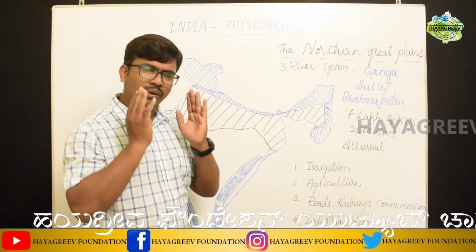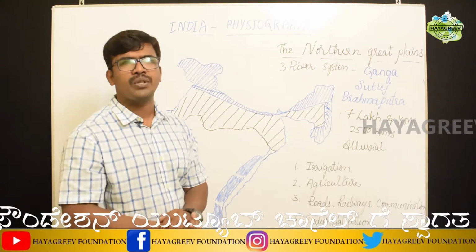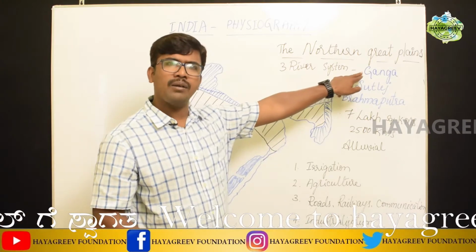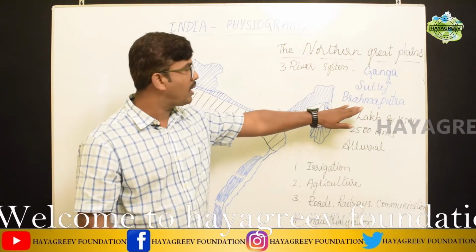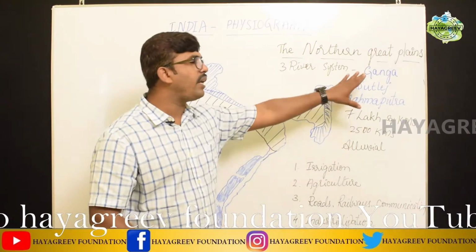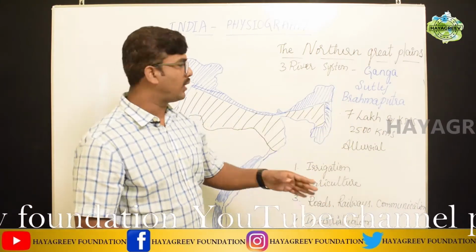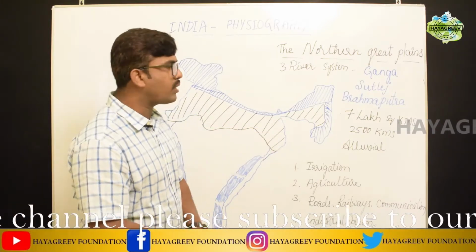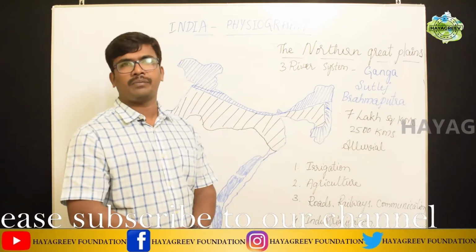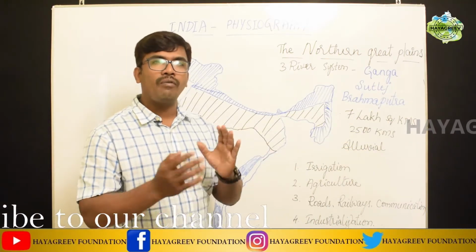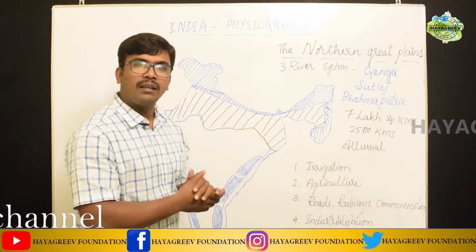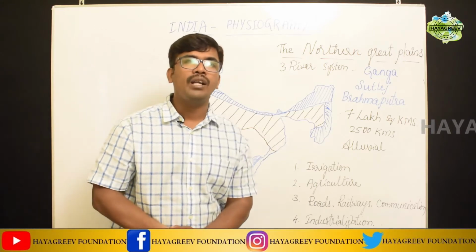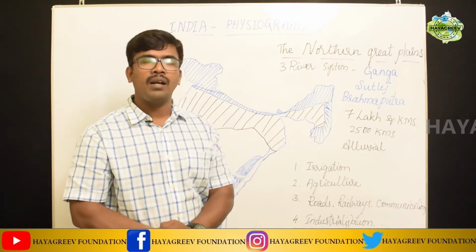Actually, this Great Plain is formed by 3 river systems. Which are those 3 rivers? The river Ganga, Sutlej and Brahmaputra. Because of the depositional work of these 3 rivers in this region, this land has been formed. It covers almost 7 lakh square kilometers, and the length from west to east is 2500 kilometers.